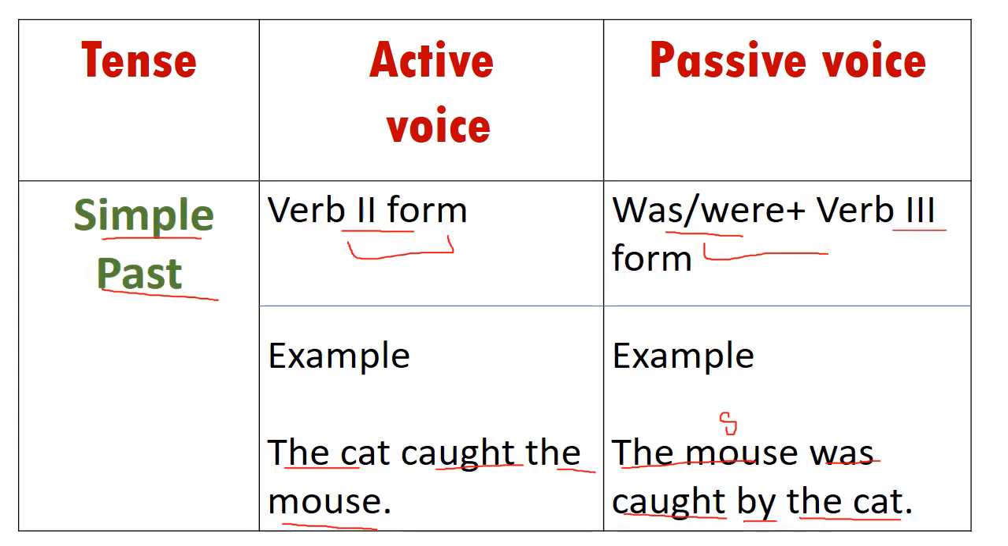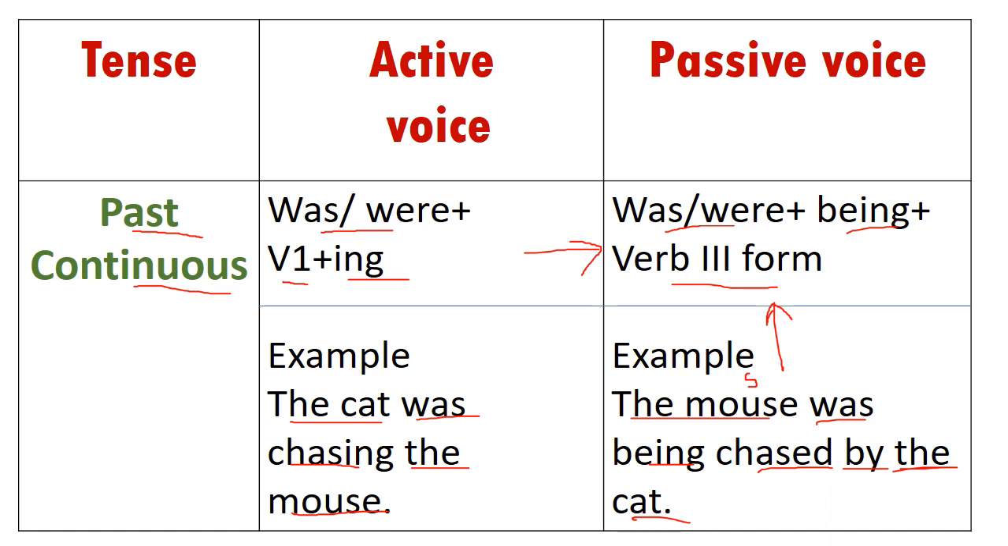In simple past tense, the second form of the verb will be changed into was or were plus third form of the verb. For example, the cat caught the mouse. Now it will be changed into the mouse was caught by the cat, because we'll simply add was and then that will be followed by the third form of the verb and then with the preposition by.